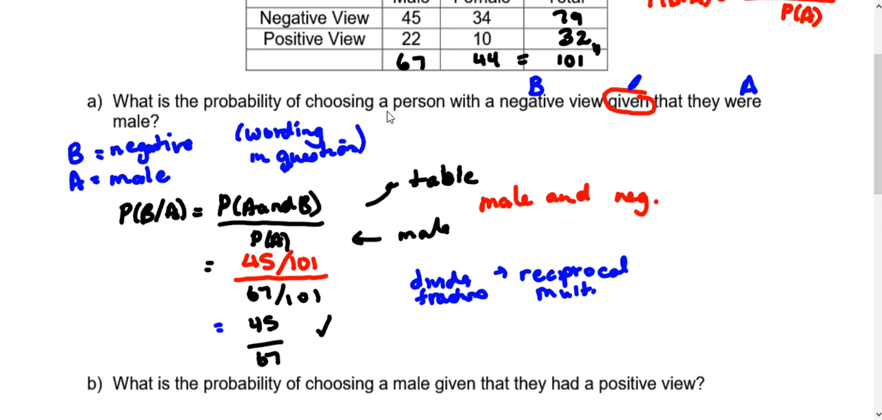When I'm looking at my table, I am picking out A and B based on the definition of the words. Male and negative view, that's there. And then divided by the total of A, well, that's 67 out of 101. That's how I can get that answer. But you have to work on the wording in the question. If you don't take the wording in the question, you will struggle with it.